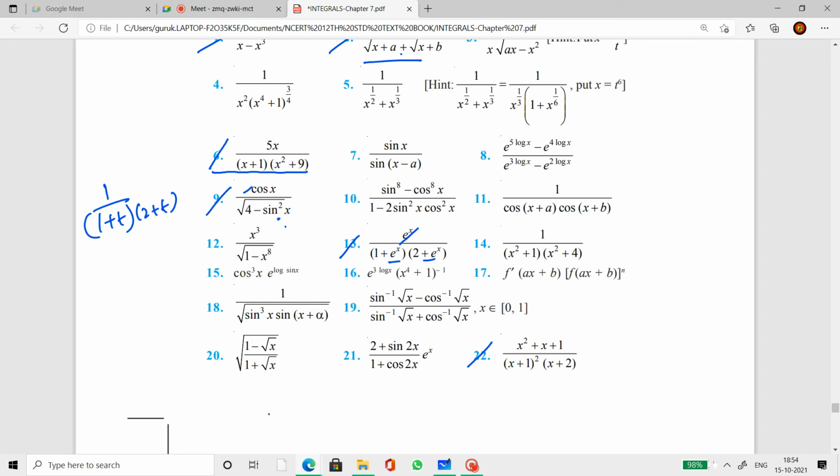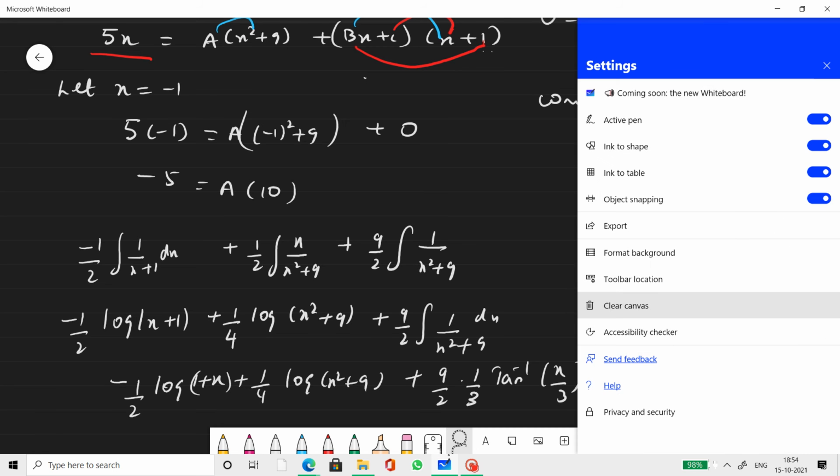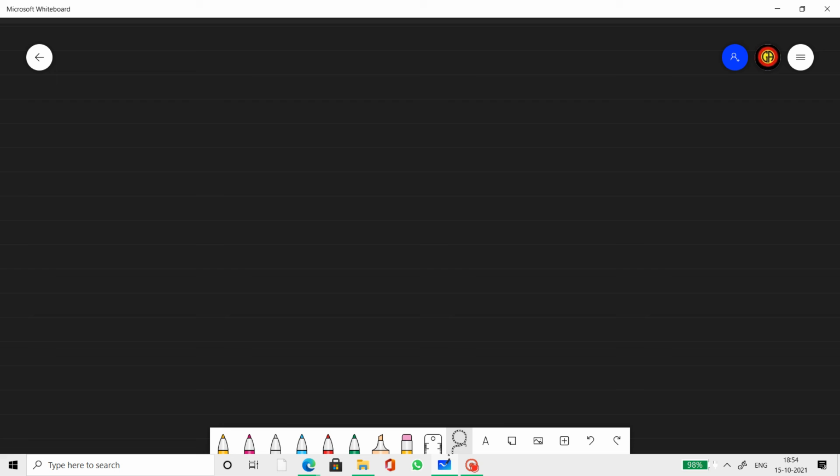After the 6th is over, the next type is 9th. This is substitution. Cos x by root over 4 minus sin square x dx. I'm going to do that. Don't forget to put the dx because it's very important.